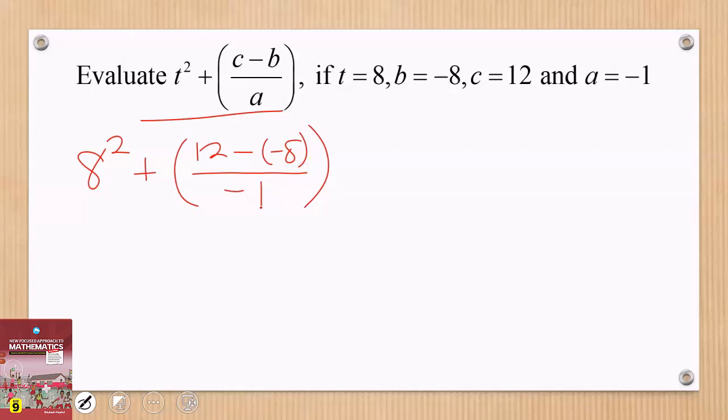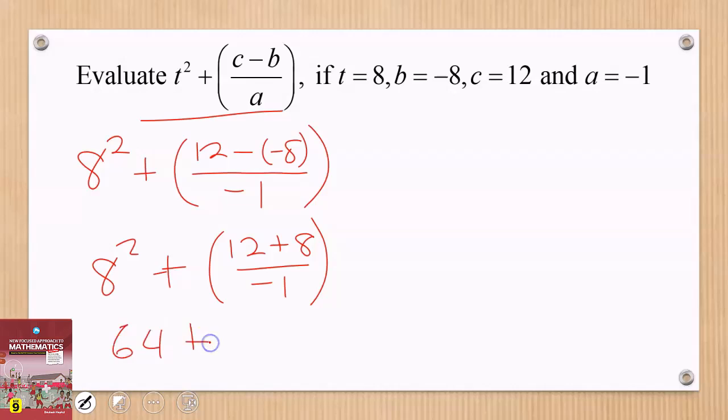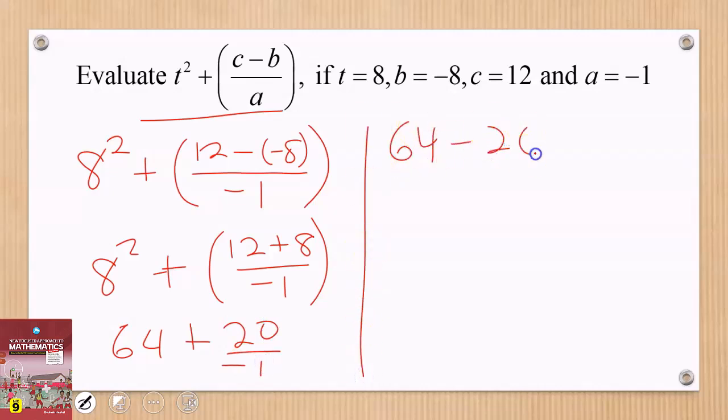So while this one is giving you 8 squared, the bracket will give us 12 plus 8 all divided by -1. Of course, so 64 plus, into the bracket we have 20 divided by -1, which means that the work can be written as 64 minus 20, and 64 minus 20 should give us 44. So to evaluate this expression with the given values, the answer is 44.